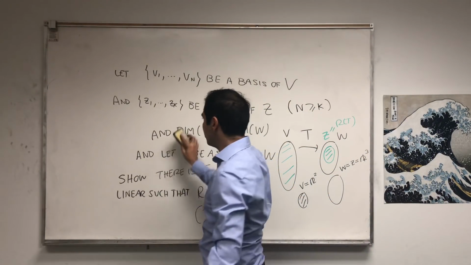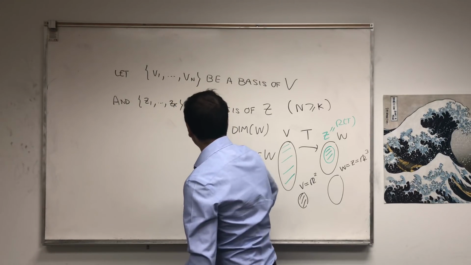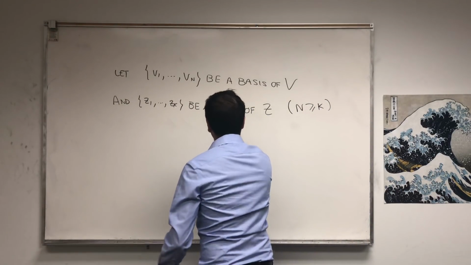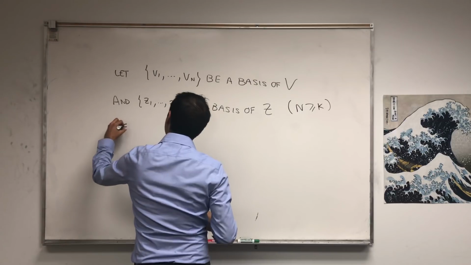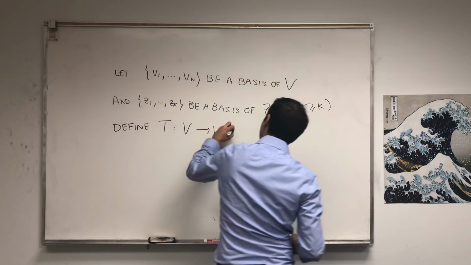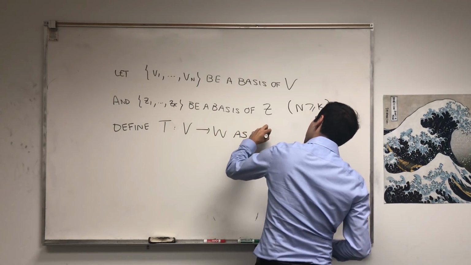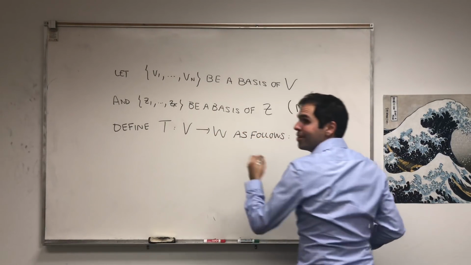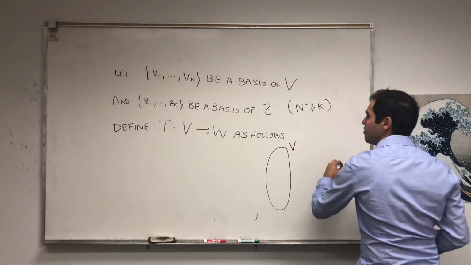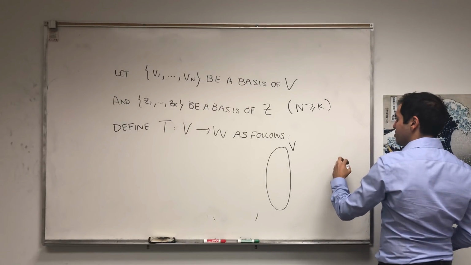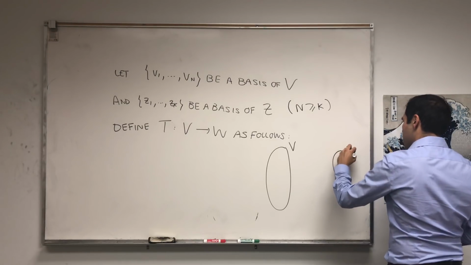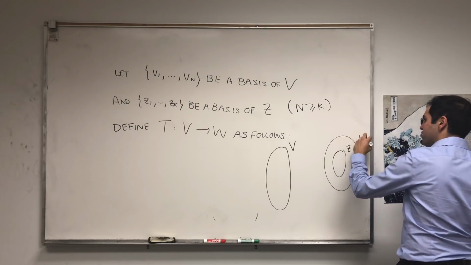And what we would like to do is define a linear transformation as follows. Define T from V to W as follows. Okay, maybe let me draw a little picture. So here we have V, and again, W is smaller. So first of all, here we have Z, and then here we have W, doesn't matter really.